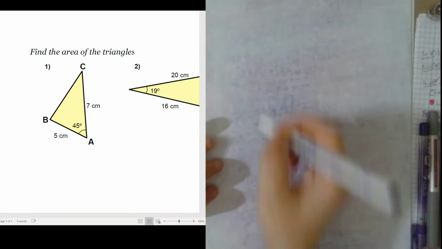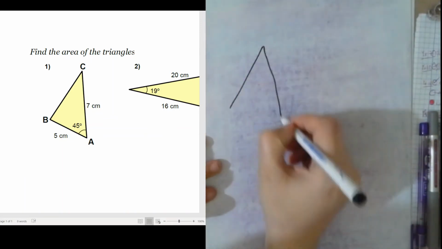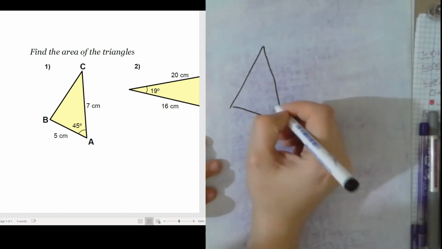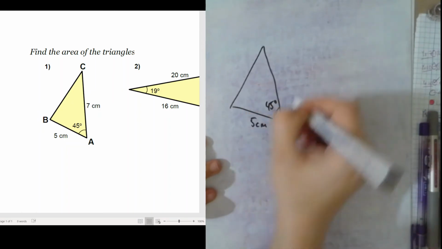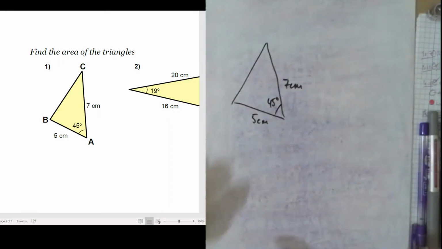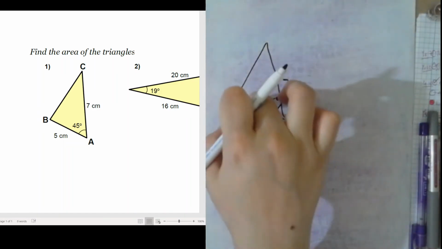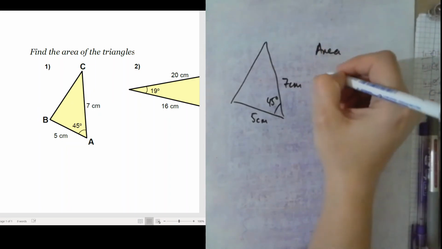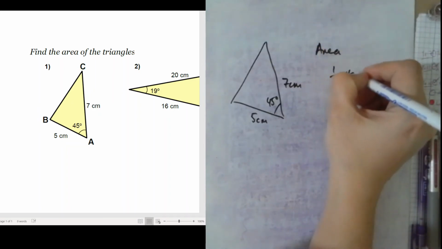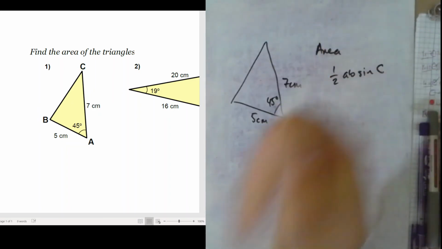Okay, so let's go through a few examples. I've got this 45 degrees, this is 5 centimeters, and this is 7 centimeters. So these are my two sides, and this is the angle in between. So I know the area is going to be half AB sine C.